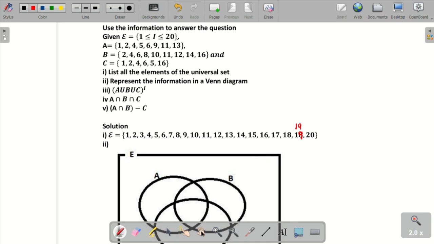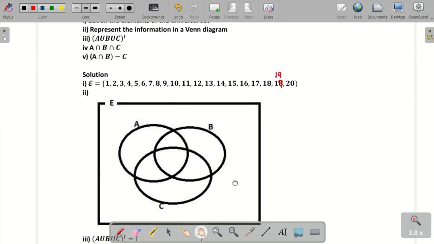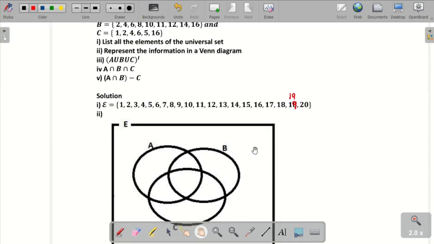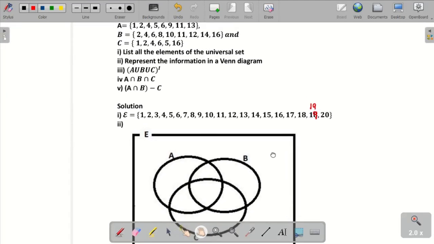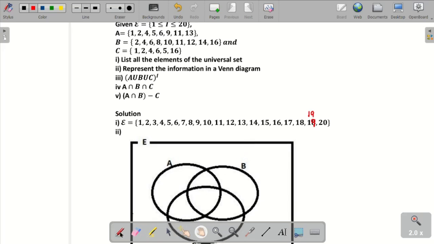The second question says to represent the information in a Venn diagram. How do we go about that? The first thing to do is to look at all the subsets A, B, C, and see what elements are common to A, B, and C. Let's look at this. We have 2 here, we have 2, we have 2. So 2 is one of those things we have to include where the 3 subsets meet.